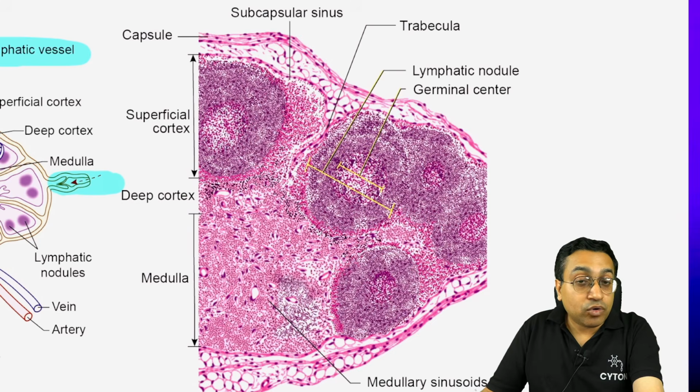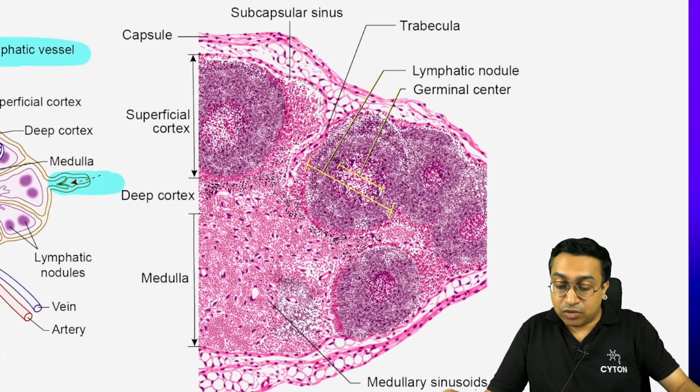Then we have the paracortex, which consists of only T cells, hence it is also known as the thymus dependent cortex.